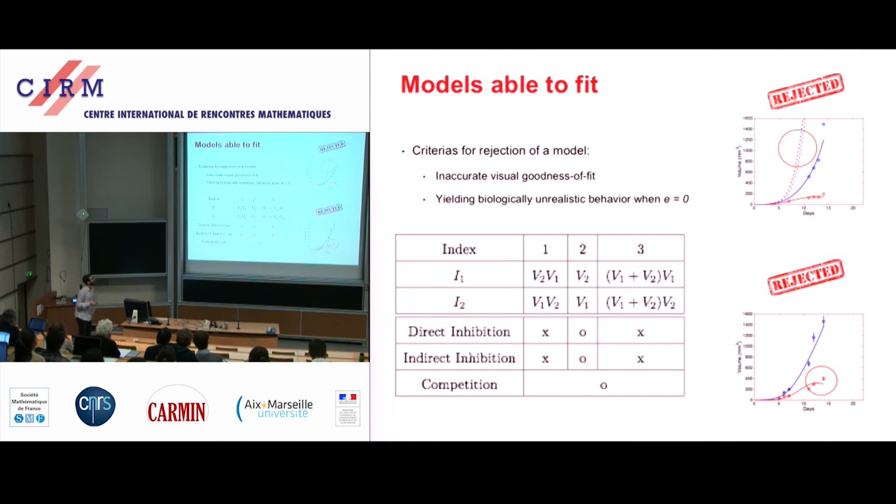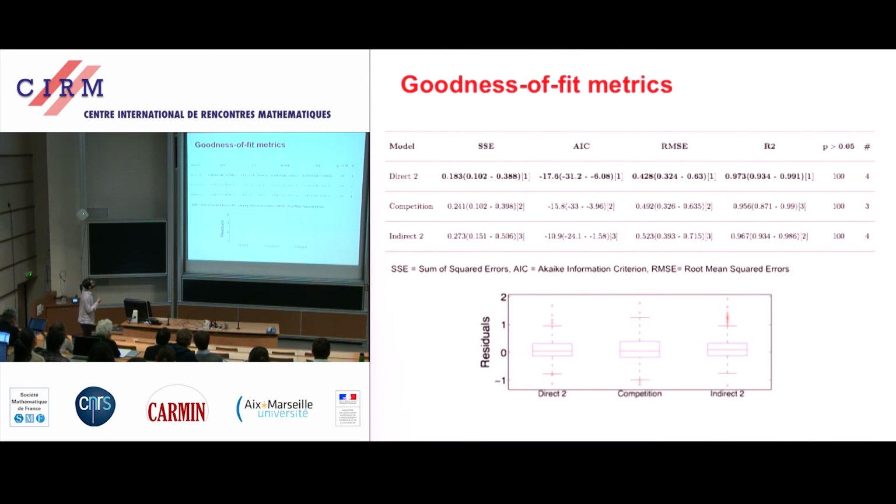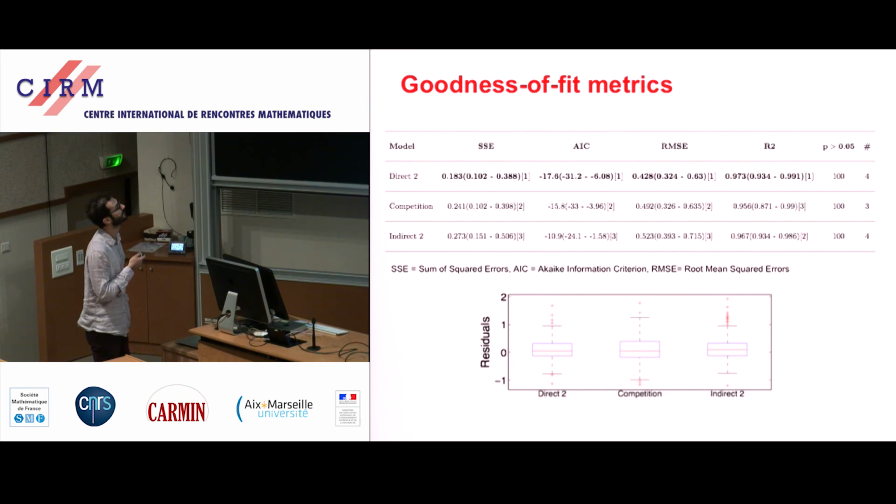Okay, I skip this. You can quantify the goodness of fit of the models through some statistical metrics. The best model according to these metrics is the direct inhibition model, but I don't trust these metrics that much because it's some arbitrary way to measure this. When I see something that has a good R-squared and that fits well visually, I cannot say that I can reject the theory, even though another model can do better.